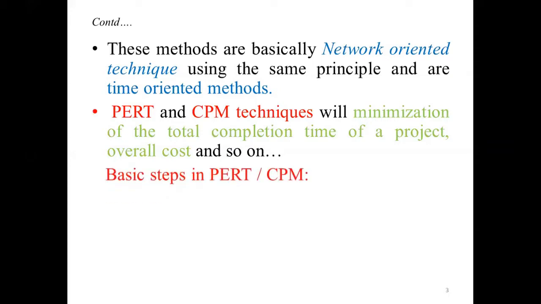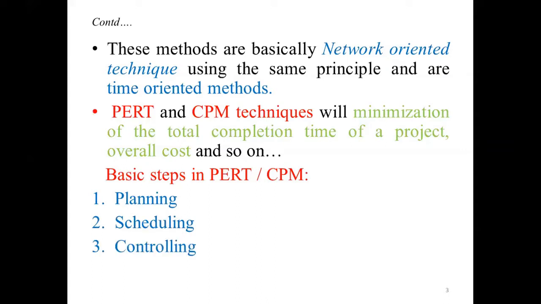The basic steps in PERT and CPM involve planning, scheduling, and controlling. These are the three basic steps involved in PERT and CPM. That means the first step is planning, the second is scheduling. Now the terminology used in PERT and CPM.